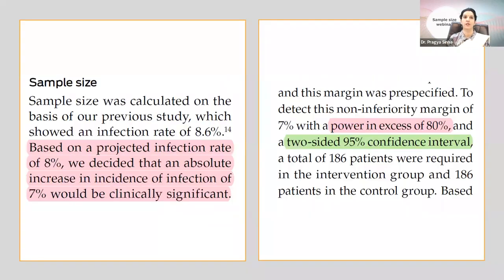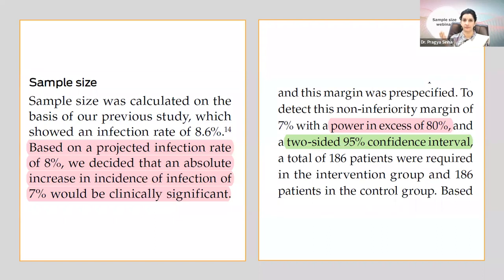The sample size they calculated on the basis of a previous study, which showed an infection rate of 8.6%. So based on the projected infection rate of maybe 8%, they decided that an absolute increase in the incidence of infection of 7% would be clinically significant. And this margin was pre-specified. To detect this non-inferiority margin of 7%, they have kept the non-inferiority margin such that the infection rate should not be more than 7% higher.